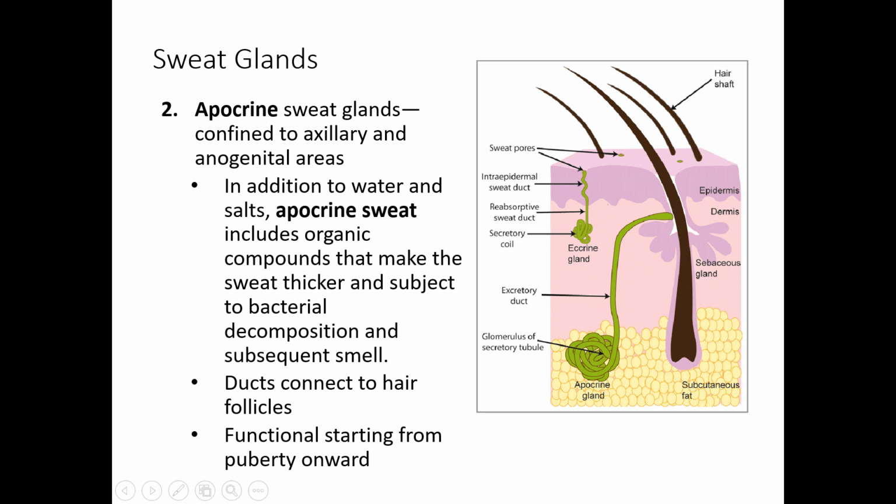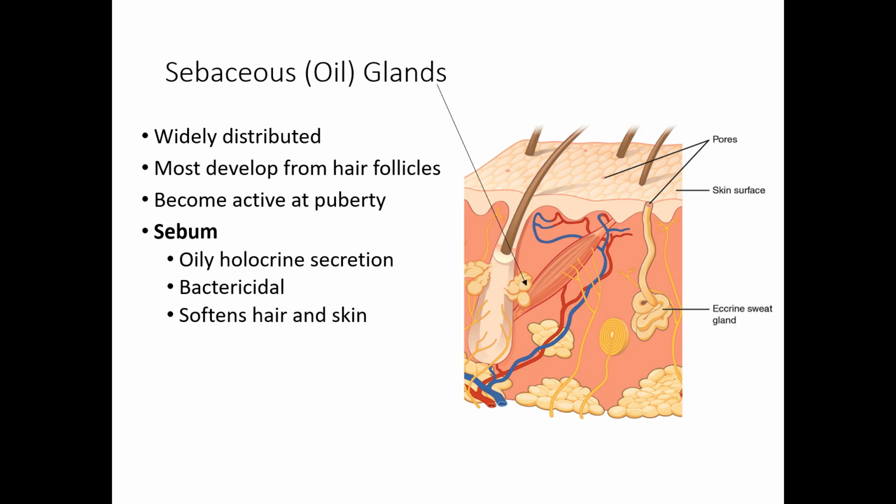Those compounds make the sweat much thicker, and bacteria start to feed on that organic material, which causes bacterial decomposition and smell. So ducts connect to hair follicles, and the function of those apocrine glands starts from puberty only.